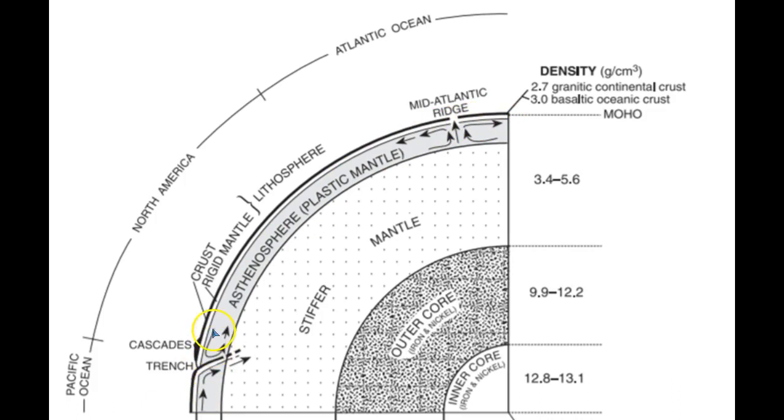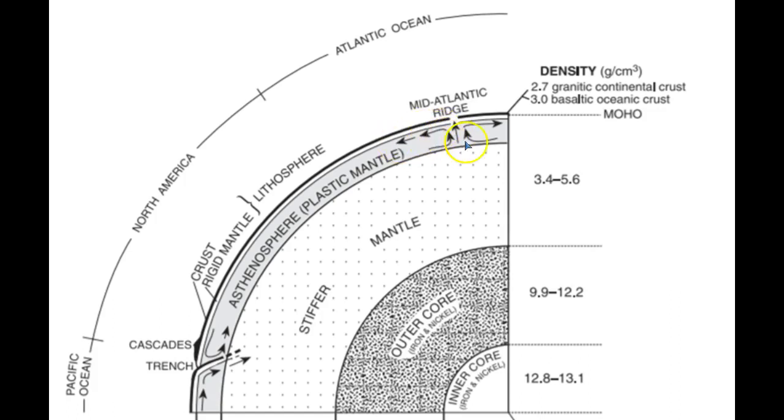Okay, so after our rigid mantle, we have the next part of our mantle, which is called the asthenosphere. If you look, it says plastic mantle. This is really important because it's a solid that acts like a liquid. It's close to the melting point, but it's not melted rock. Okay, it's solid rock that's extremely soft. It acts like a liquid.